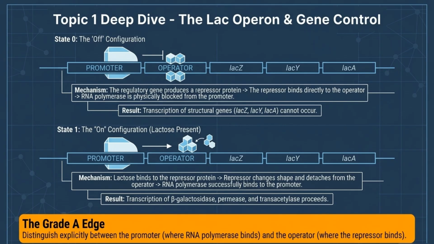Let's zoom in on the lac operon. This is a classic on/off switch. In state 0, the repressor is parked right on the operator, physically blocking RNA polymerase. But when lactose shows up, it binds to that repressor, changes its shape, and it detaches. Suddenly, the path is clear, and transcription for beta-galactosidase proceeds. Pro tip: never confuse the promoter, where the polymerase binds, with the operator, where the repressor sits.